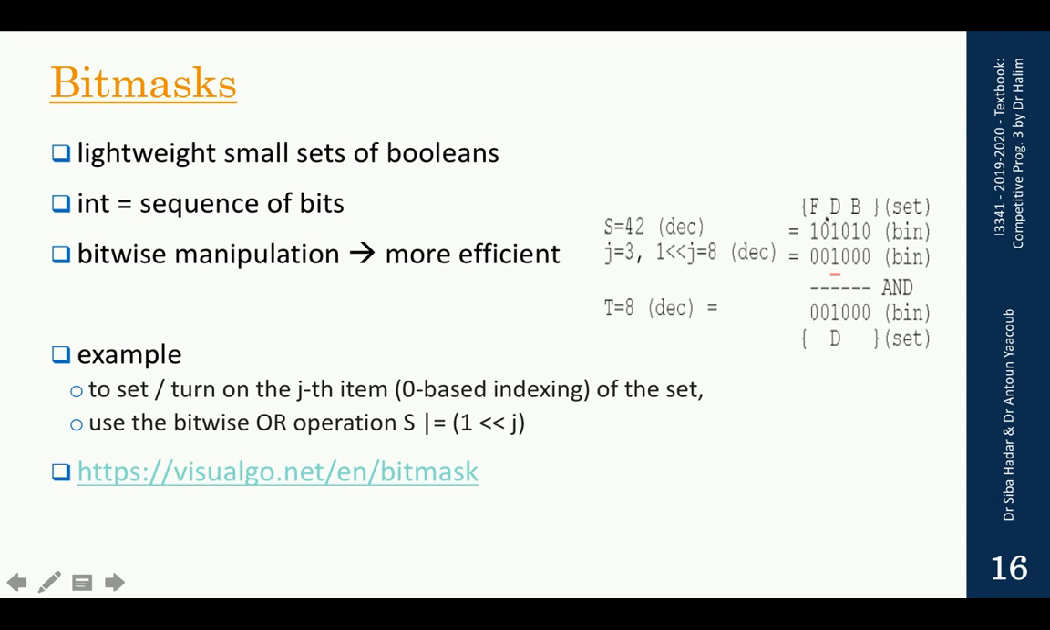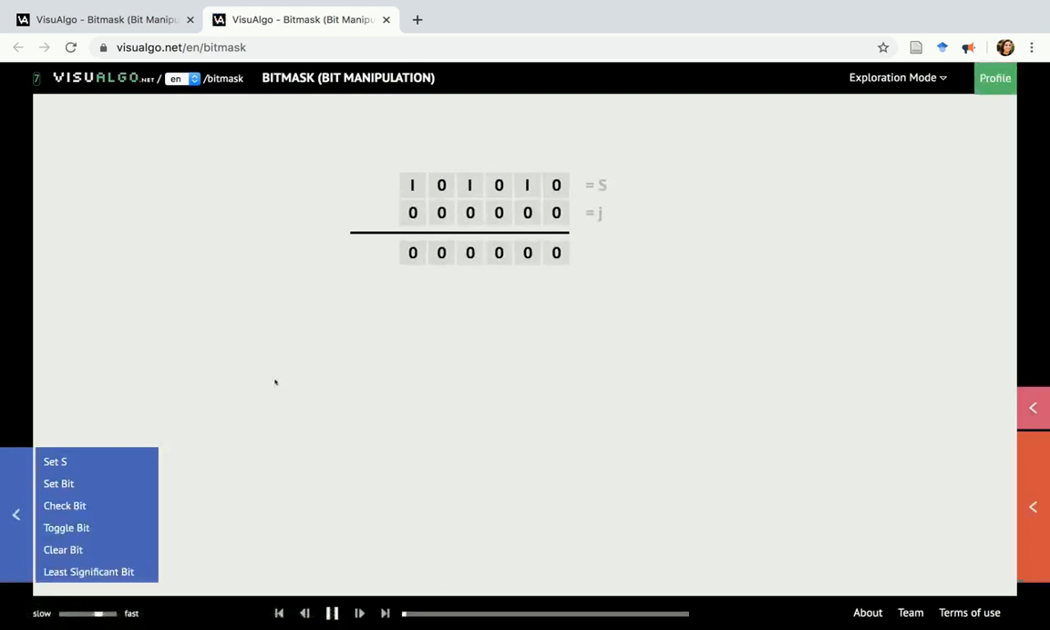And the AND operation: wherever there are two ones it will be 1, otherwise 0. So here we are seeing the common elements between two sets, and we have only D. In order to play a little bit, we can go to the visual animation, and we can set whatever we want. For example, I set 43.